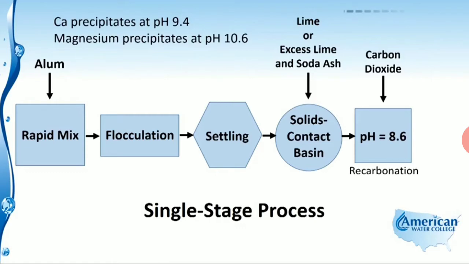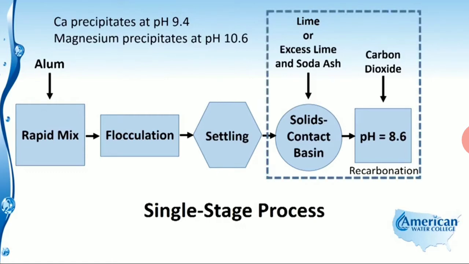So this right here is what we'd call the single-stage softening process. From here, once we've recarbonated the water, it then flows off to filters, just like a conventional surface water treatment plant, and then off to be disinfected and into the distribution system. So this is a single-stage process. This is the most commonly used process. Well, now we're going to take a look at the double-stage process.